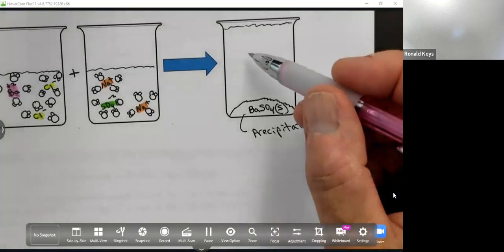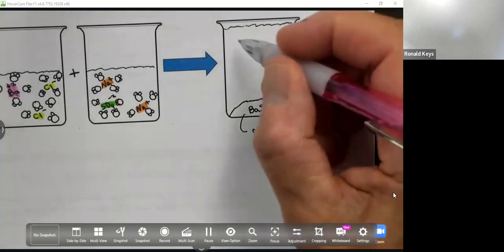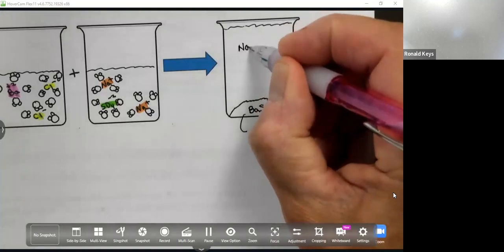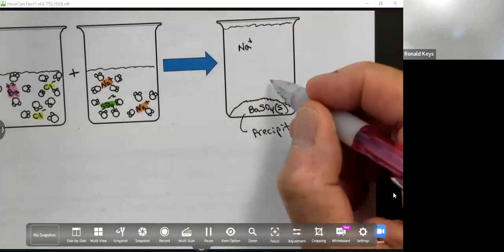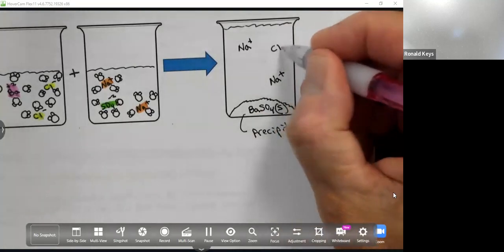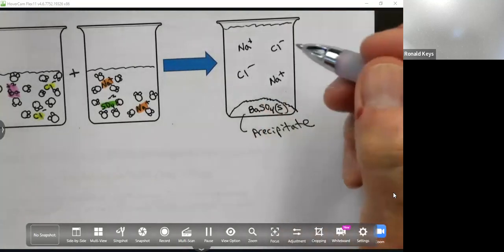What's still floating in solution? Invisible. Plus, in fact, 2 Na pluses, right? And 2 Cl minuses.